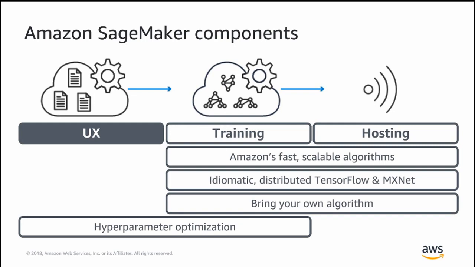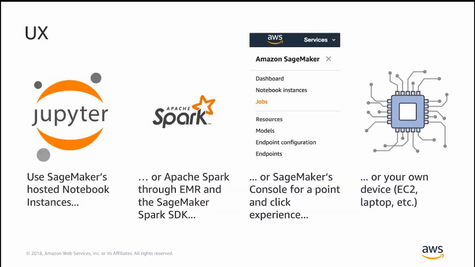So digging more into the user experience component, SageMaker includes a notebook instance feature, which allows you to very quickly and easily spin up your own instance that's running a Jupyter Notebook server. But it's not the only way you can access SageMaker's other two components. We have a SageMaker Spark SDK, which allows you to use Spark EMR and run SageMaker's custom estimators and transformers right from your Spark workflow. In addition, we provide a console, which provides a point-and-click user experience. You can also use SageMaker from your own EC2 node or from your laptop.